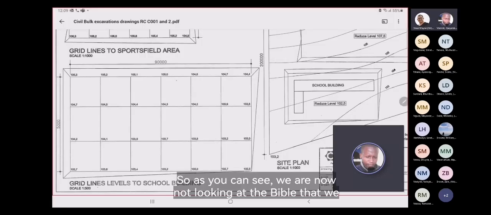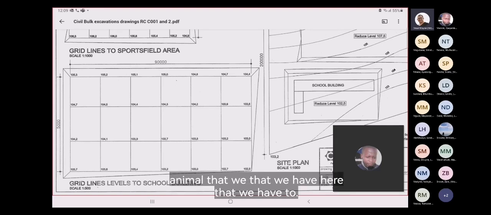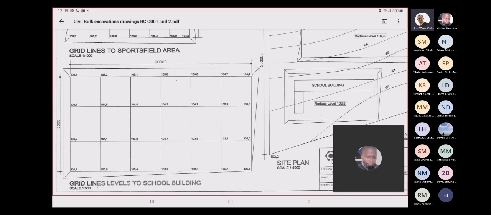So, as you can see, we're now not looking at the Bible that we normally use for the standard system of measuring builders' work, 7th edition. We now use a different animal that we have to conform to, which makes life a little easier. If there aren't any questions, I'd like to move on to the next.